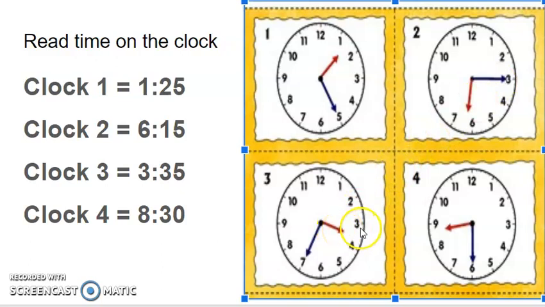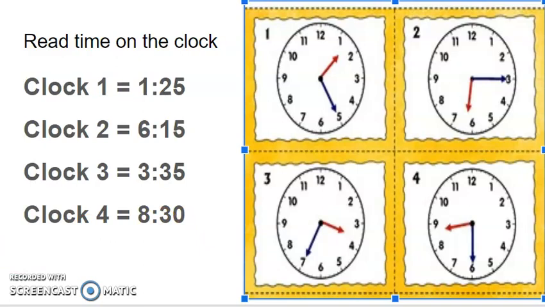Now here the small hand has crossed 3. So how many minutes after 3 o'clock? Let us calculate. It is 7 fives are 35. So it is 3:35. Now let us look at this clock number 4. The short hand is between 8 and 9. So how much time after 8 o'clock? It is 6 into 5, that is 30. 8:30 is the time shown by the clock number 4.